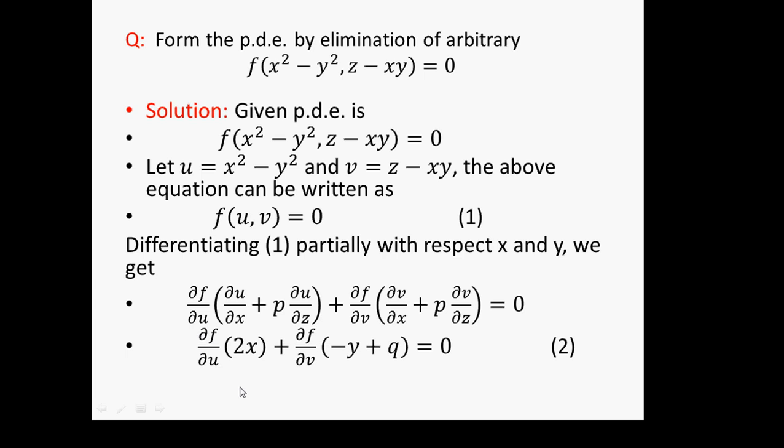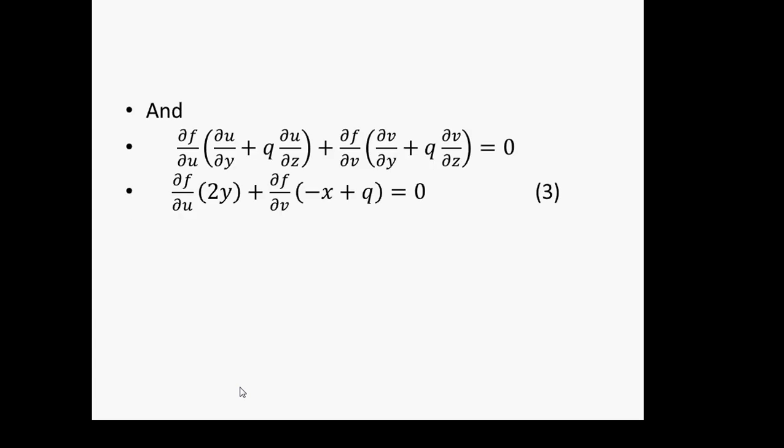And again differentiating equation number 1 with respect to y, we have the relation, and after putting the values of del u upon del y and del u by del z in the above equation, we have equation number 3, that is del f upon del u into 2y plus del f upon del v into minus x plus q is equal to 0, that is equation number 3.